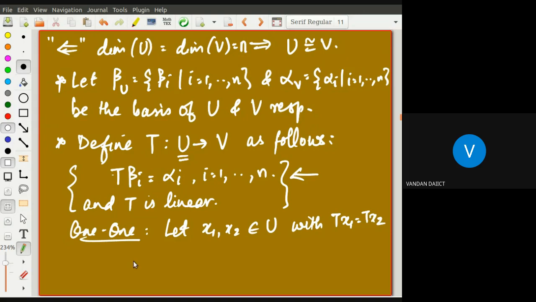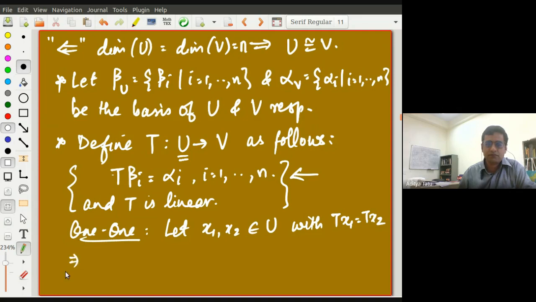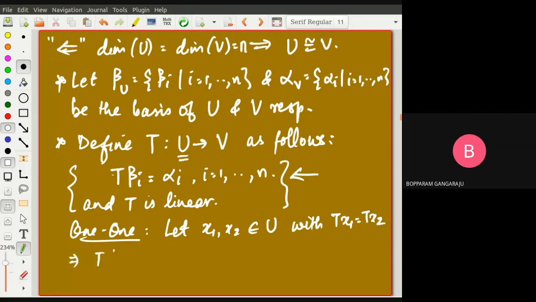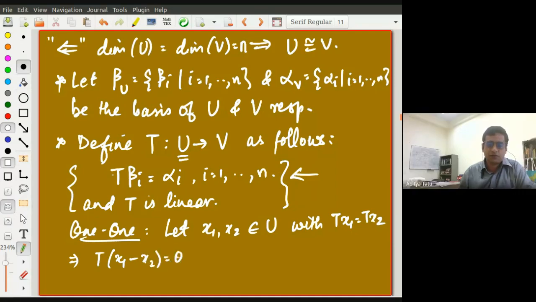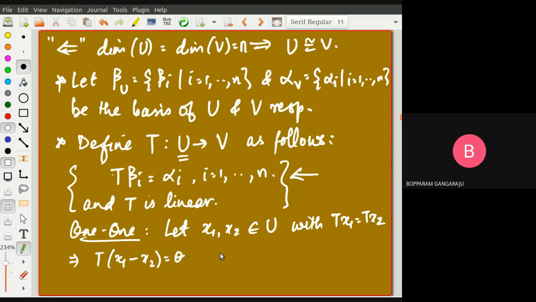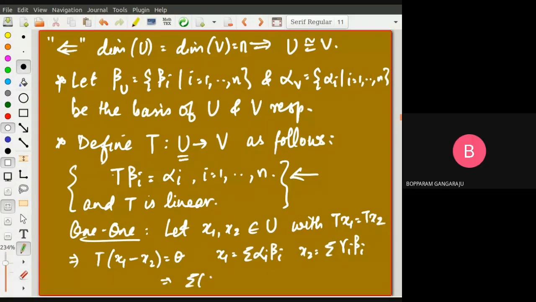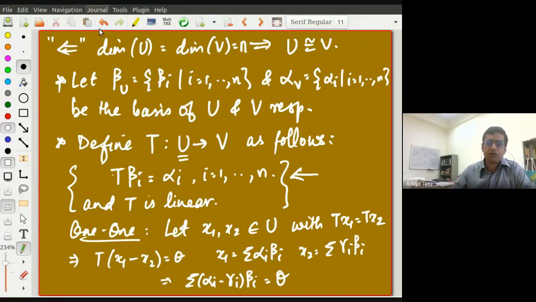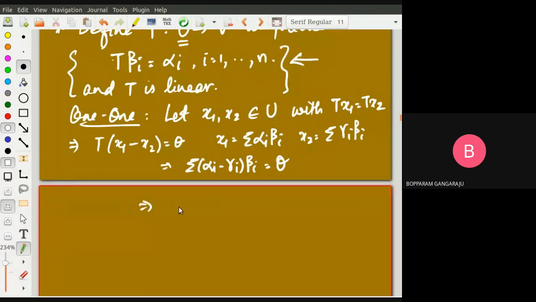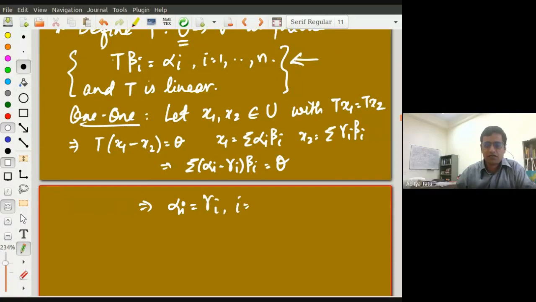So if T(x1) is equal to T(x2), then T of x1 minus x2 is zero. Say x1 is the sum of alpha i beta i and x2 is the sum of gamma i beta i. Then x1 minus x2 will be the sum of (alpha i minus gamma i) beta i, and that can happen only if all alpha i minus gamma i equal 0. So alpha i equals gamma i for i equals 1 to n, and that of course implies x1 is equal to x2. This is how we show T is one to one.